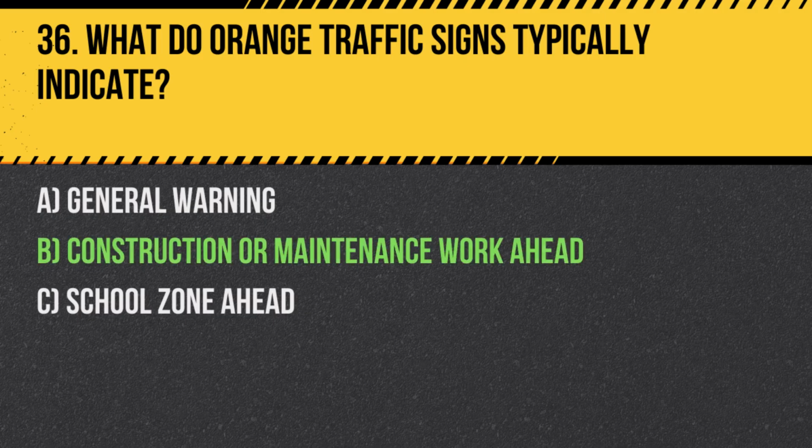Answer. B. Construction or maintenance work ahead. Orange signs are used to indicate the presence of road work ahead, prompting drivers to slow down and be cautious.